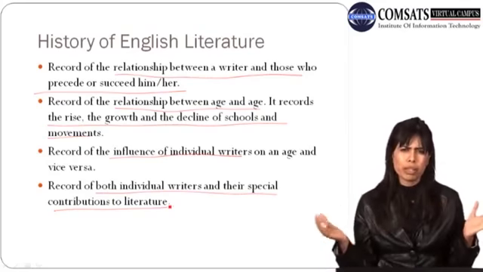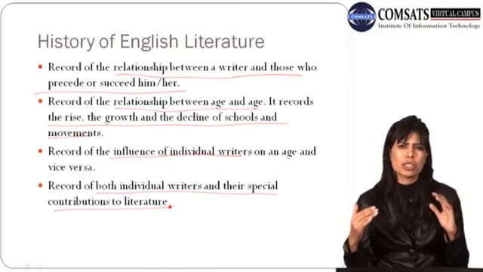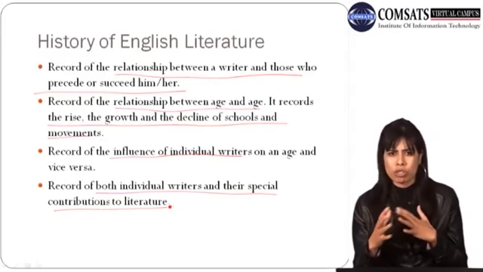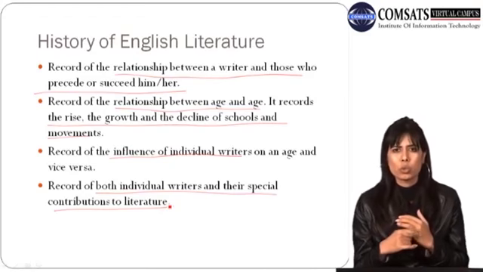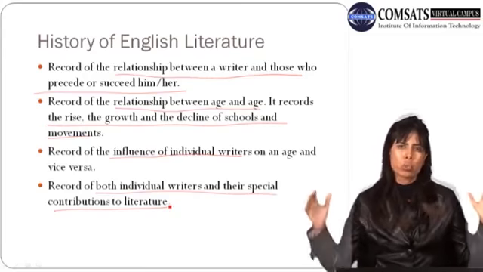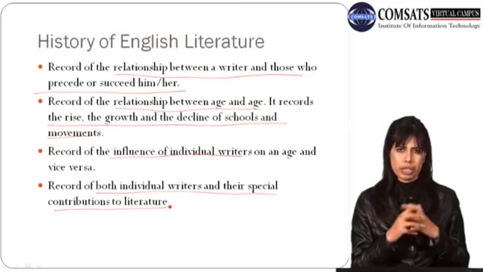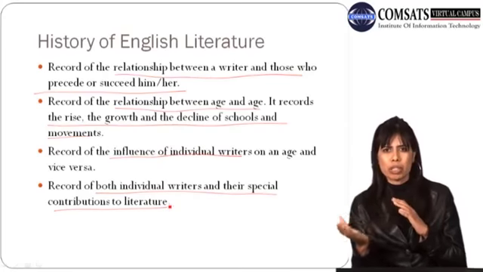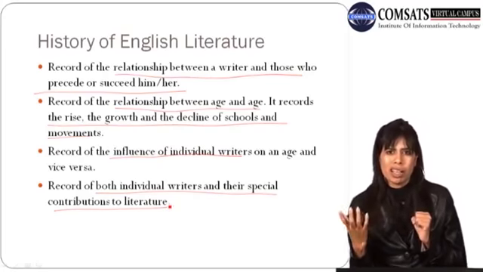This is not a year by year description of different events in the society or different centuries in the society, what happened in that century and what is happening right now. It's not like that. This is a relationship of a writer and those who succeed him. And this is again a relationship of different ages. It talks about the characteristic features of any particular age and its relationship with other ages as well. It talks about the rise and growth of any school, or any movement.